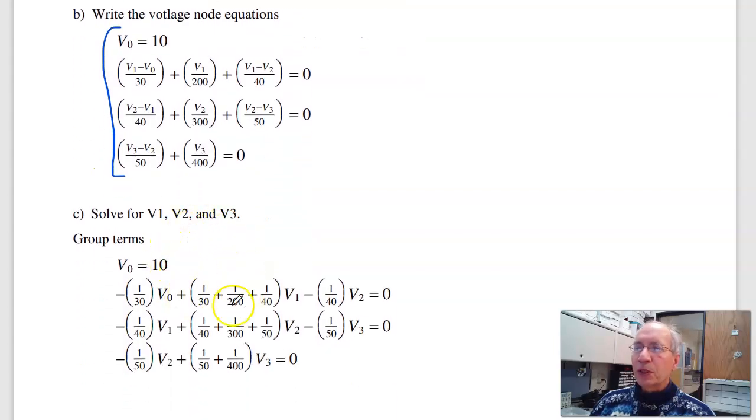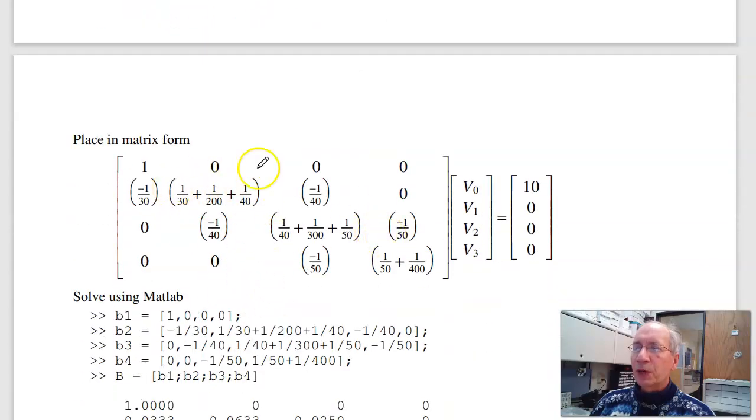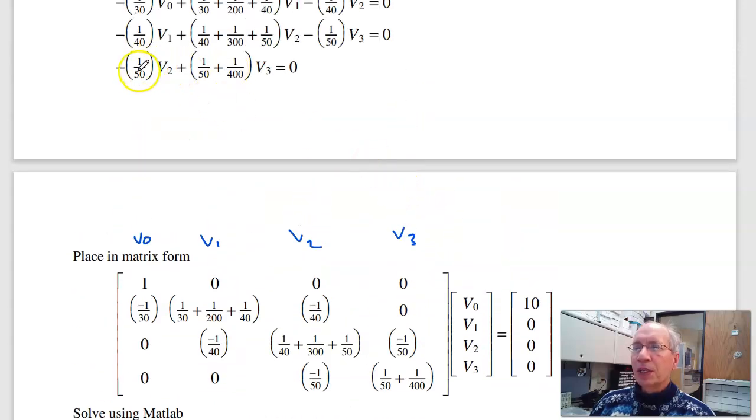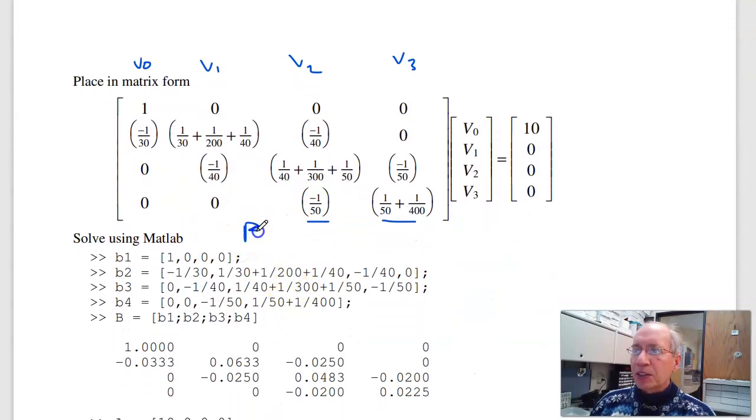So the trick is to group all the terms, place that in matrix form, and what I like doing is, as a reminder, the way I wrote this, V0, V1, V2, V3, the first column is times V0, second is times V1, V2, V3. So for example, this last equation, minus 1/50th V2 is right here, plus 1/50th plus 1/400th V3 equals 0. And likewise, the other equations translating to matrix form. So here's my basis matrix.